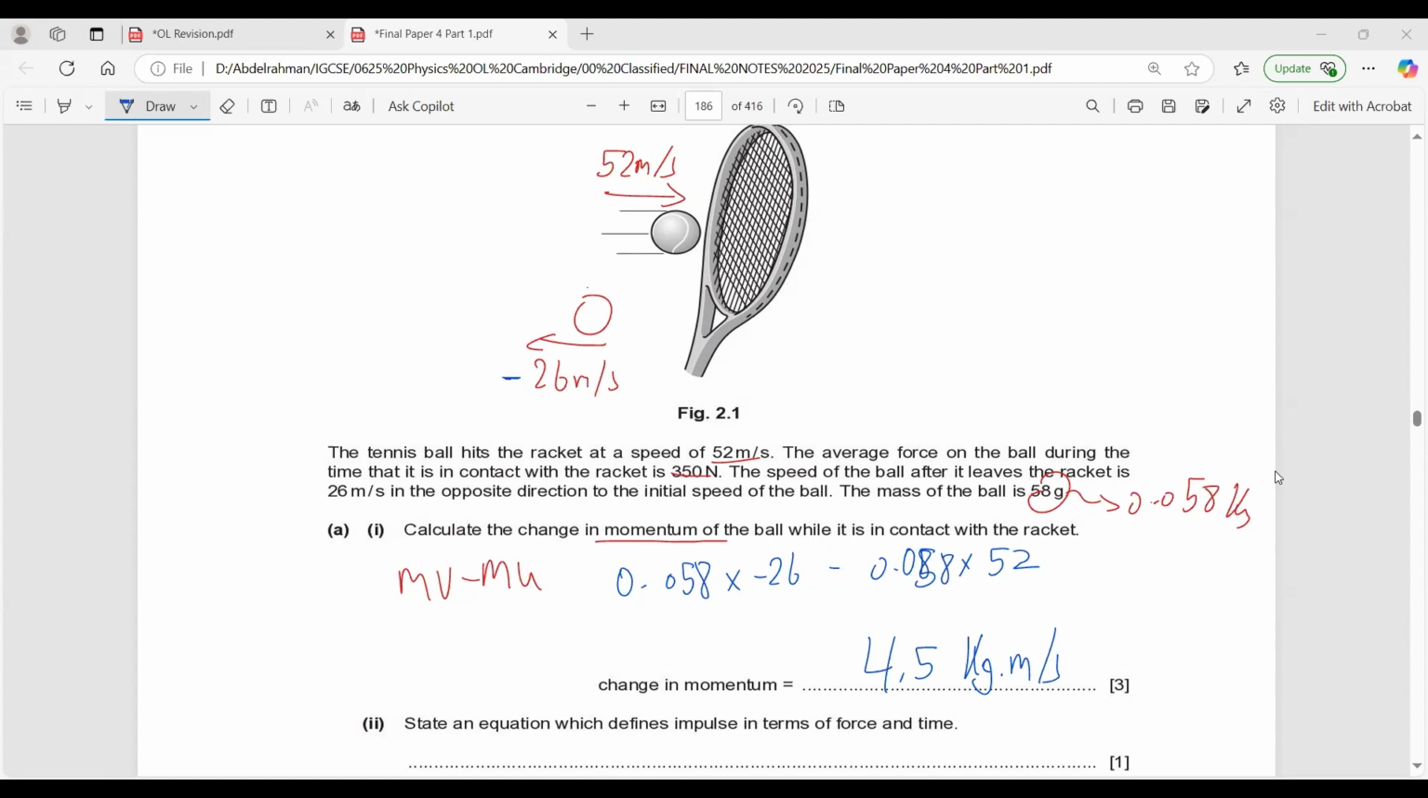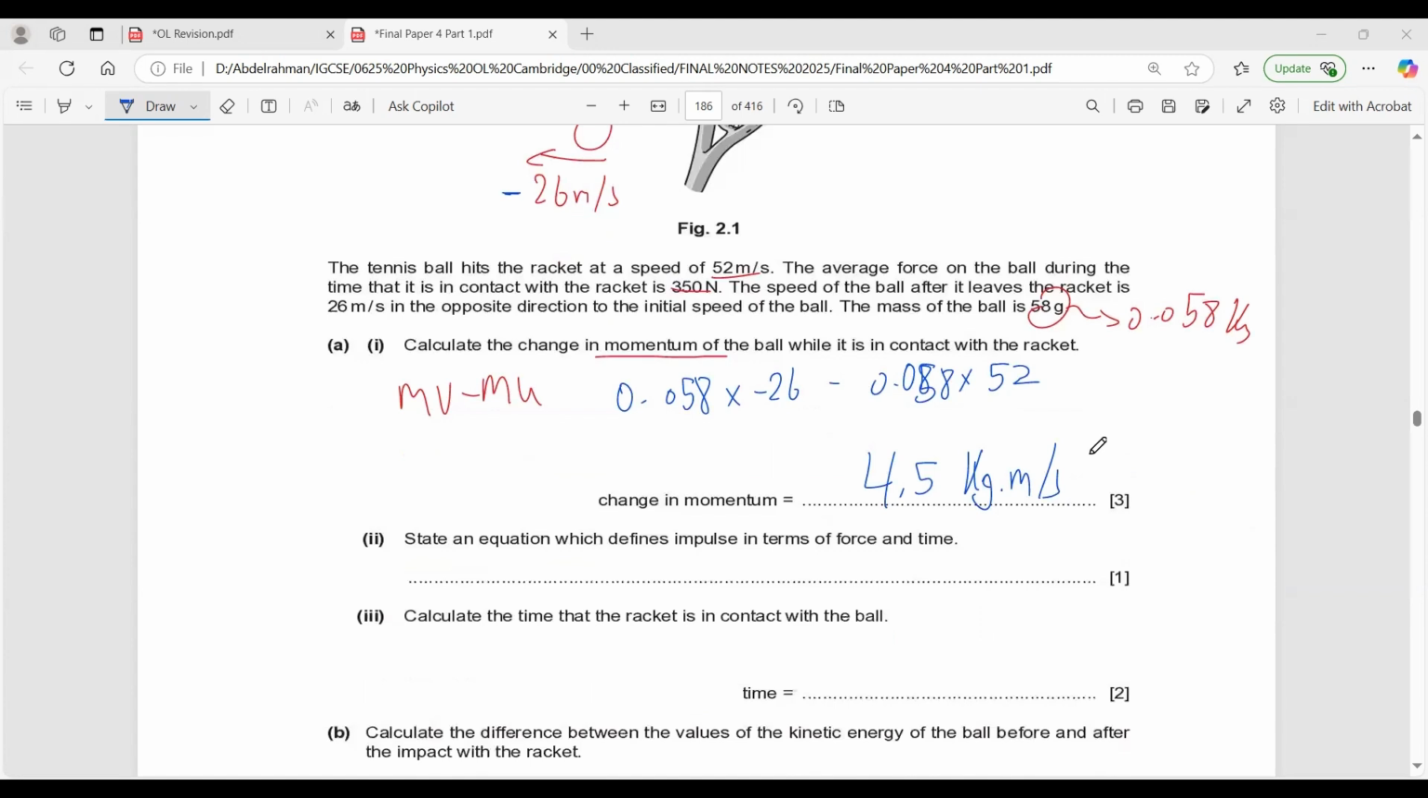State an equation which defines impulse in terms of force and time. Impulse equals force times time. Let's write it down. Impulse equals force times time.